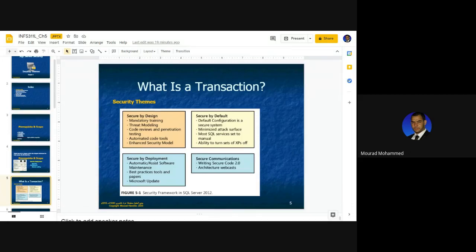Remember, the second theme is secure by default. This is one of the very famous and most notable areas of the security framework that SQL Server users will experience. It is experienced by viewing the security measures, considerations and approaches while installing the SQL Server. While installing the SQL Server, those default security approaches would be clearly seen, viewed and experienced.